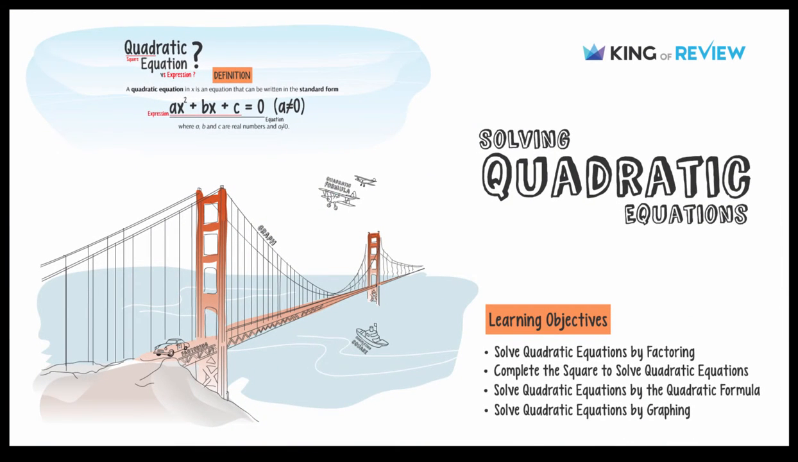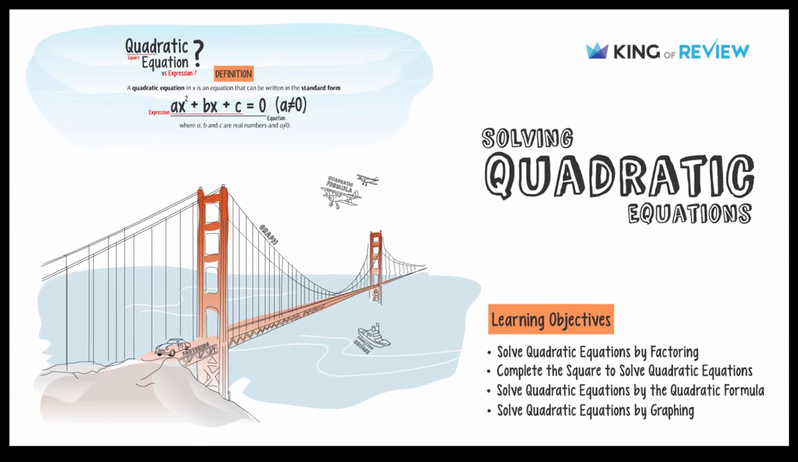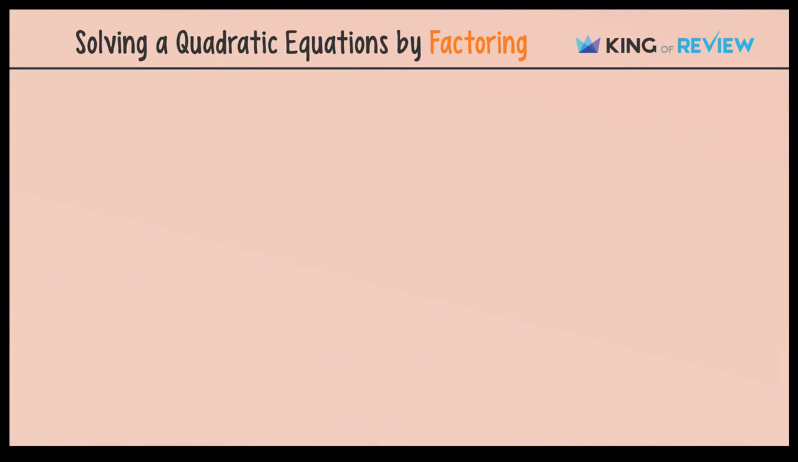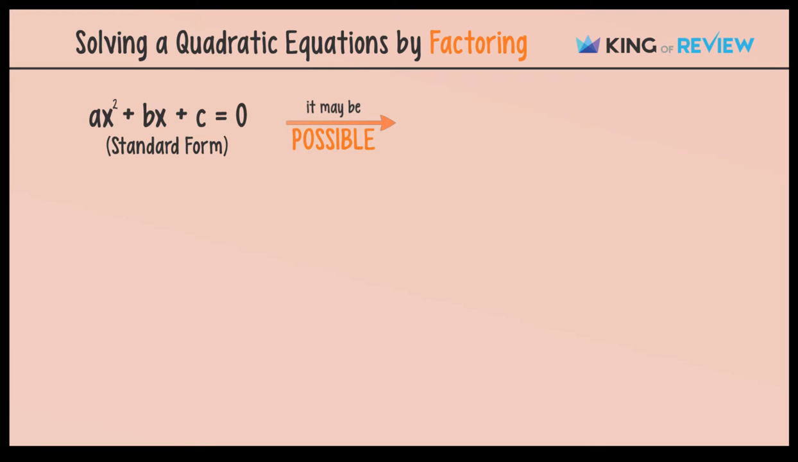Then let's take a look at solving quadratic equations by factoring. When a quadratic equation is written in the standard form ax squared plus bx plus c equals 0, it may be possible to factor the left side of the equation as a product of two first-degree polynomials. We use the zero product property and set each linear factor equal to 0. We solve the resulting two linear equations to get the solutions for the quadratic equation.